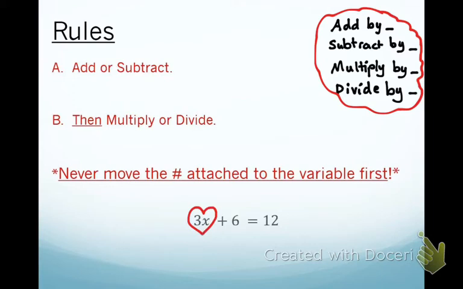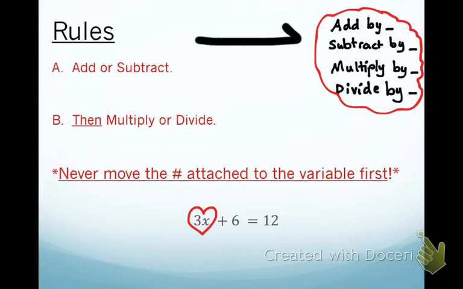I'm going to say, like here I just said, don't move the number that's attached to the variable. Here's why. That number attached to the variable, they're like best friends. They want to be together forever, okay? They can't stay together forever, but they'd like to be together as long as possible. So first things first, class, identify the variable. What is it? X.